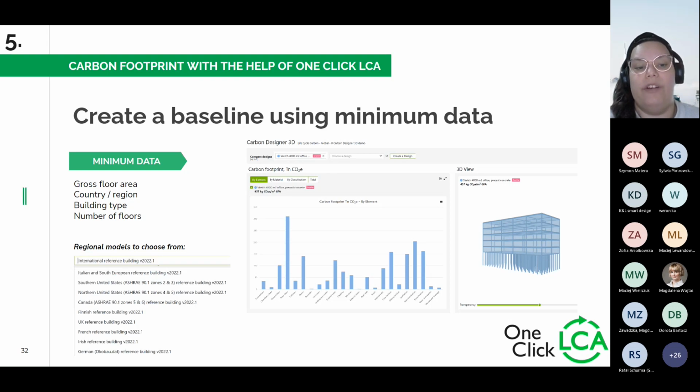So once we input this data, we can also choose the regional model of the building. We have different regions that we account for, because different regions have different constructive patterns. So we also take this into account, and we have the reference building that we would be working with. And this reference building is something that we are always working on, making it as close as possible to different regions.